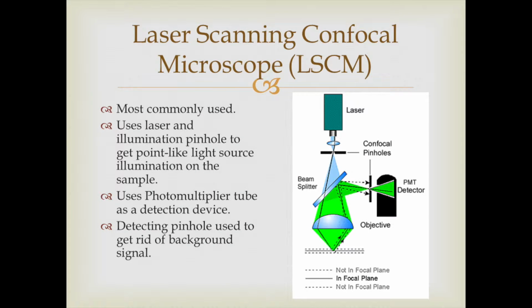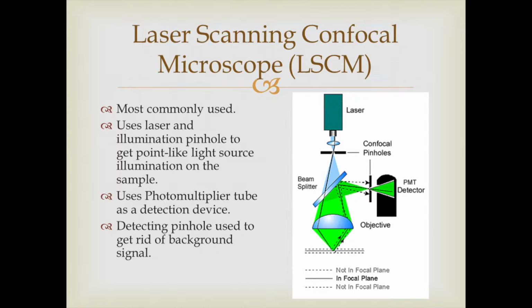The most commonly used type of confocal microscope is the laser scanning microscope. Using a laser and an illumination pinhole, it allows for a point-like light source illumination of the sample, which means that once you load your sample onto the stage of the microscope, the laser and the illumination pinhole will allow for the detection of the specific point of that sample that you are trying to view by illuminating the fluorophores contained in it. Therefore, we can really focus on that one cell which we are trying to study.